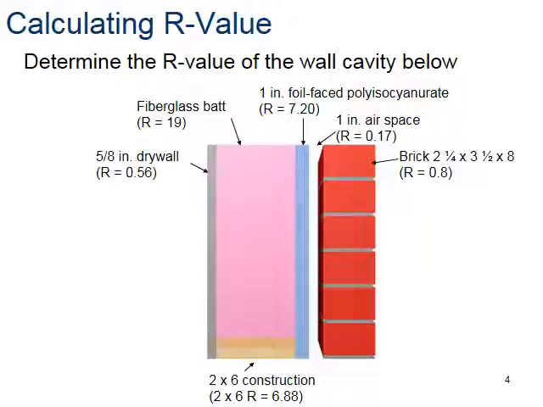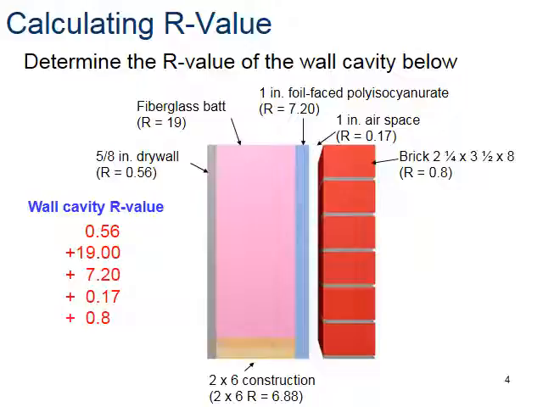And then finally, on the inside of that building or house, you have 5/8 inch drywall. That's 5/8 inch thick. And its R value is 0.56. And then down below, you see a 2x6, and that has an R value of 6.88. So let's take a look at the wall cavity itself. So let's draw a horizontal line through the pink part.